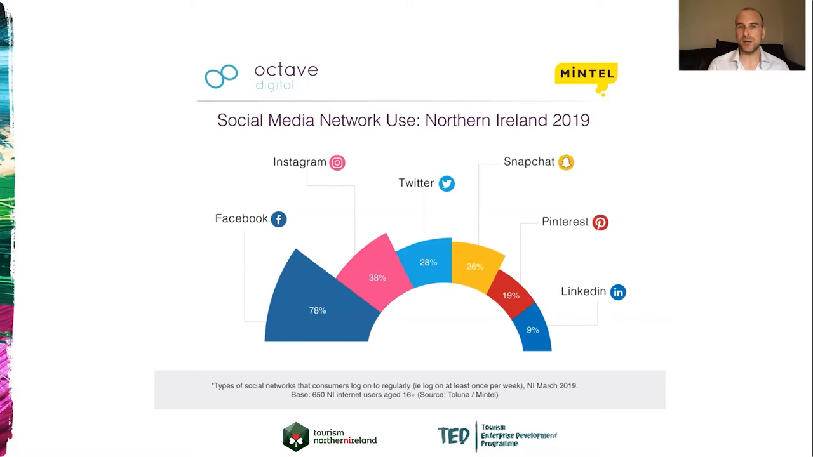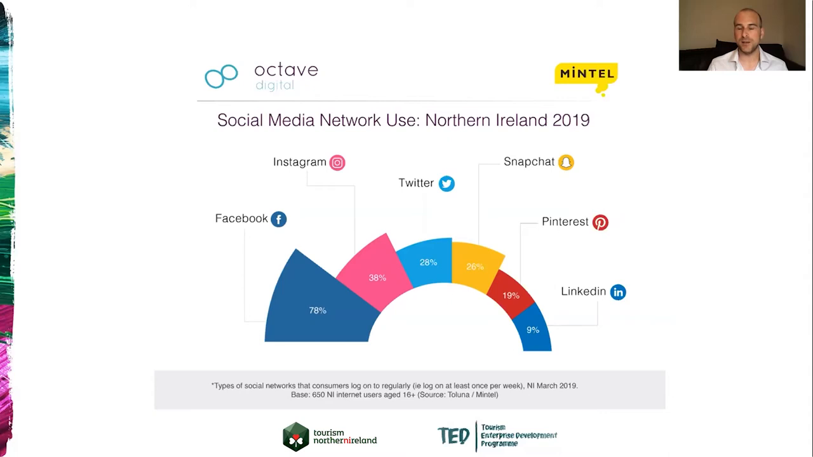And that's why a lot of businesses are turning to Facebook, particularly to reach a consumer audience and also using Facebook advertising. So the second most popular social media platform in Northern Ireland is Instagram. And Instagram is a relatively new social media platform that is based primarily on photo and video content, but is also a social media network in its own right.